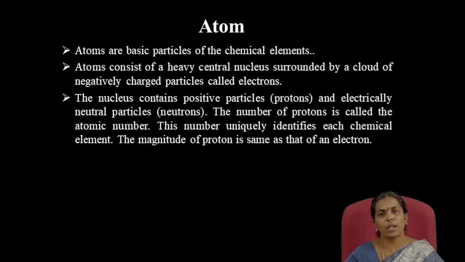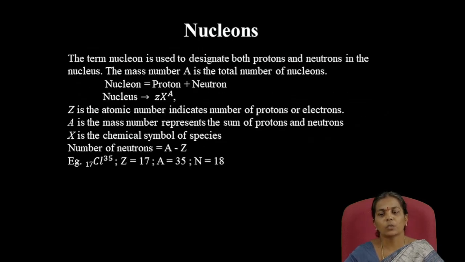So, the number of protons is called the atomic number. This number uniquely identifies the chemical element. The magnitude of the charge of the proton is the same as that of the electron. So, nucleon is nothing but the combined proton and neutron. Normally, the nucleon denotes the mass number of an atom. So, the mass number is the sum of protons and neutrons. So, the nucleon is the sum of proton and neutron and the nucleus is denoted by ZXA.